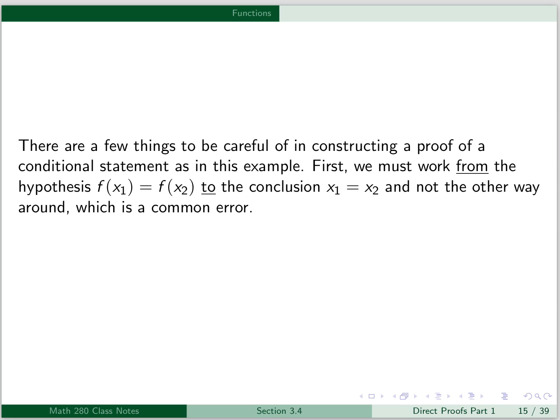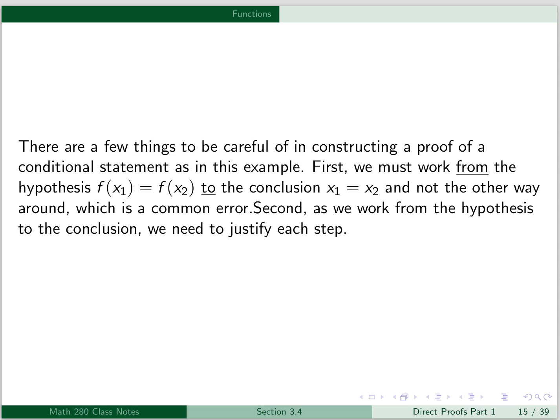There are a few things to be careful of in constructing a proof of a conditional statement as in this example. Again, as mentioned earlier, first, we must work from the hypothesis f of x1 equals f of x2 to the conclusion x1 equals x2, and not the other way around. Second, as we work from the hypothesis to the conclusion, we should justify each step.